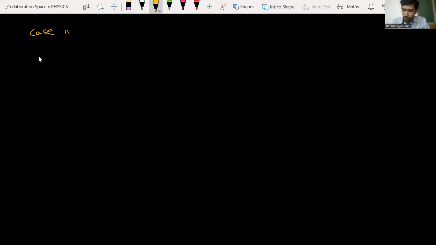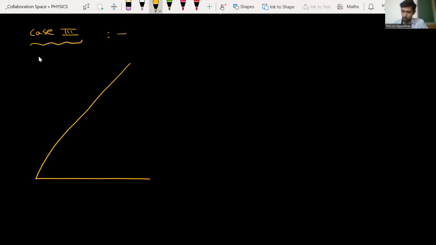Case 3. Now the surface is a rough surface. Here theta is the angle again, and the cylindrical object is placed like this, and one end is connected by a string to a rigid support on the inclined surface. But this time the surface is a rough surface.